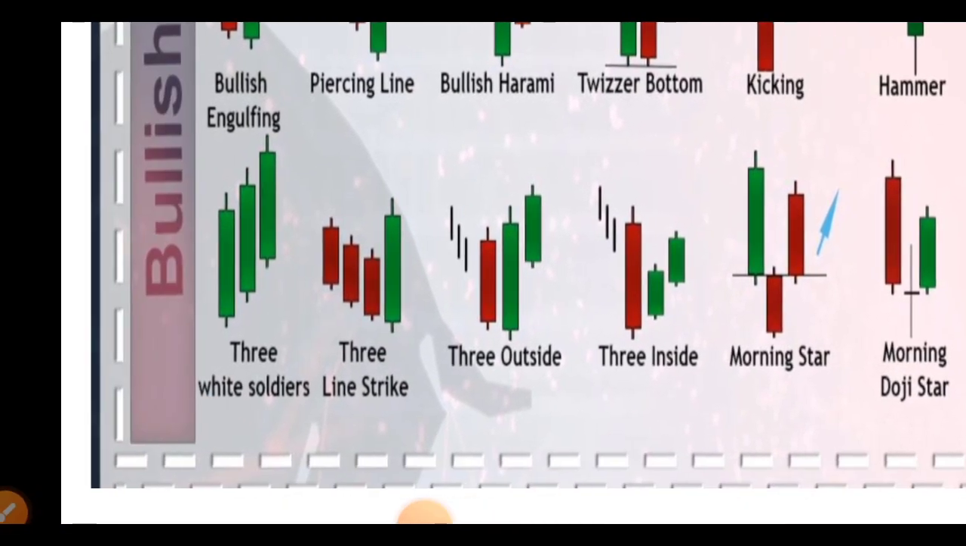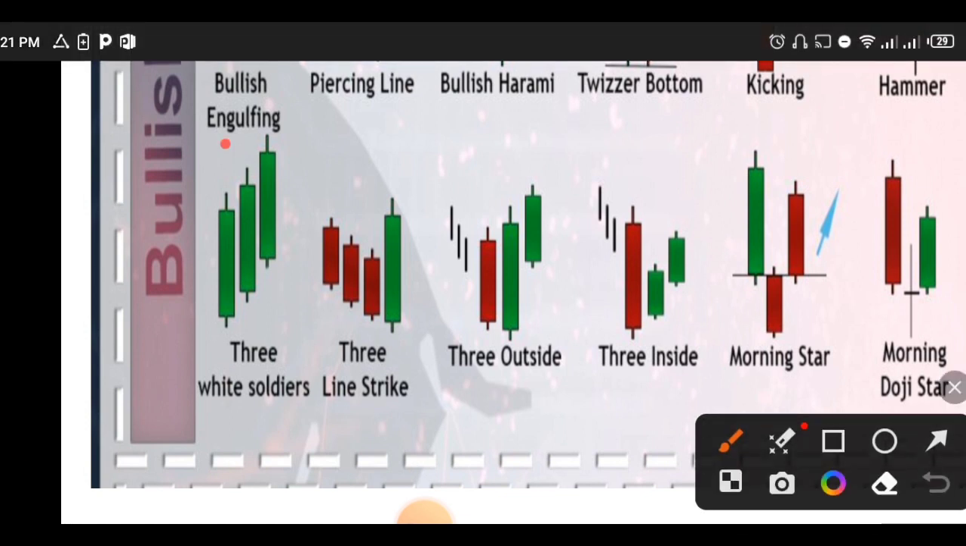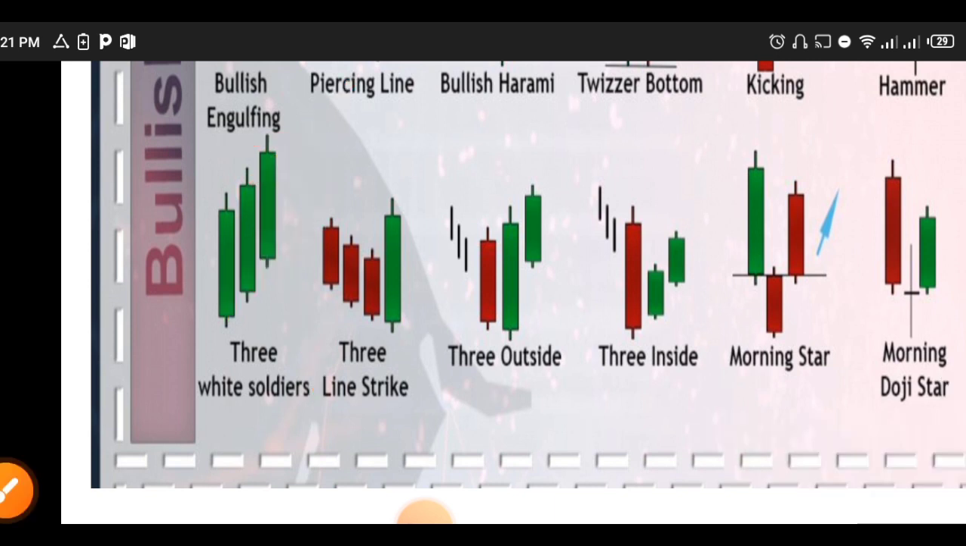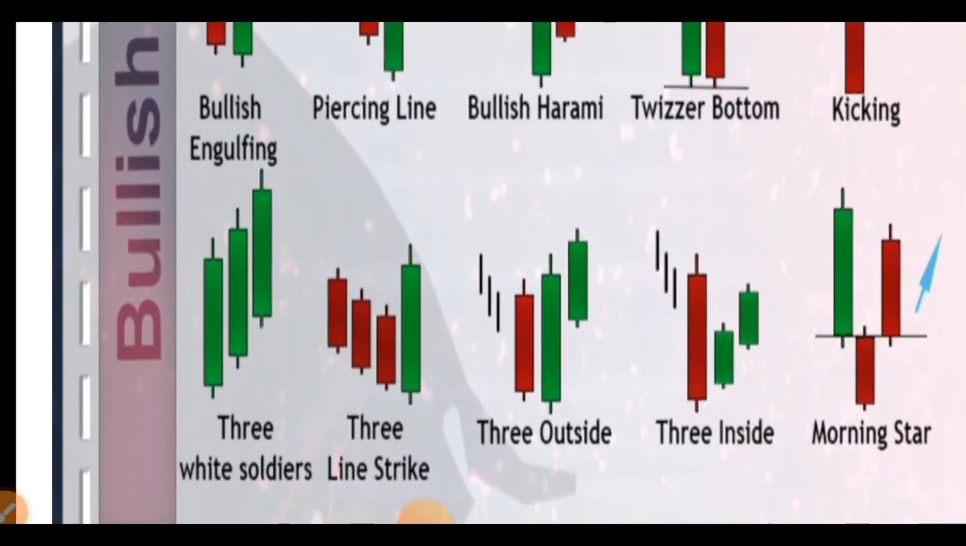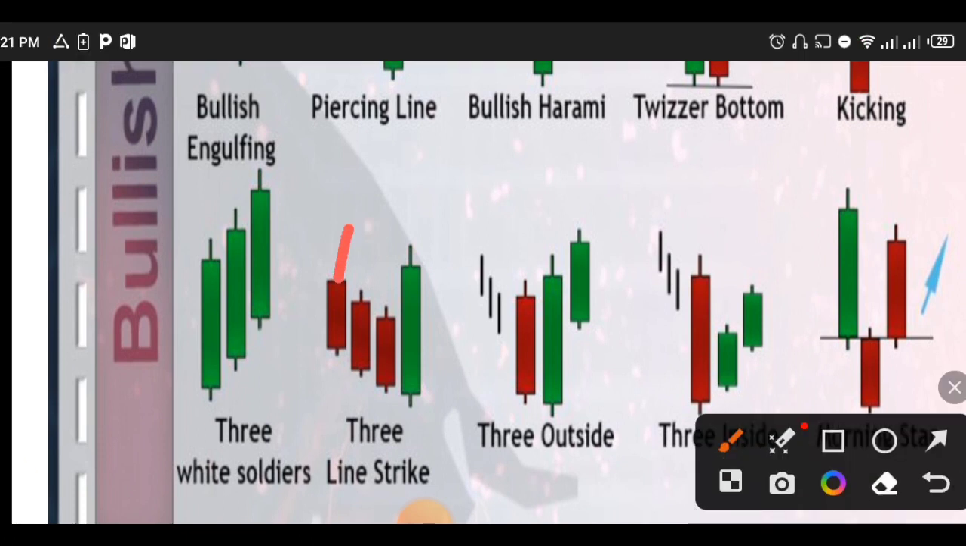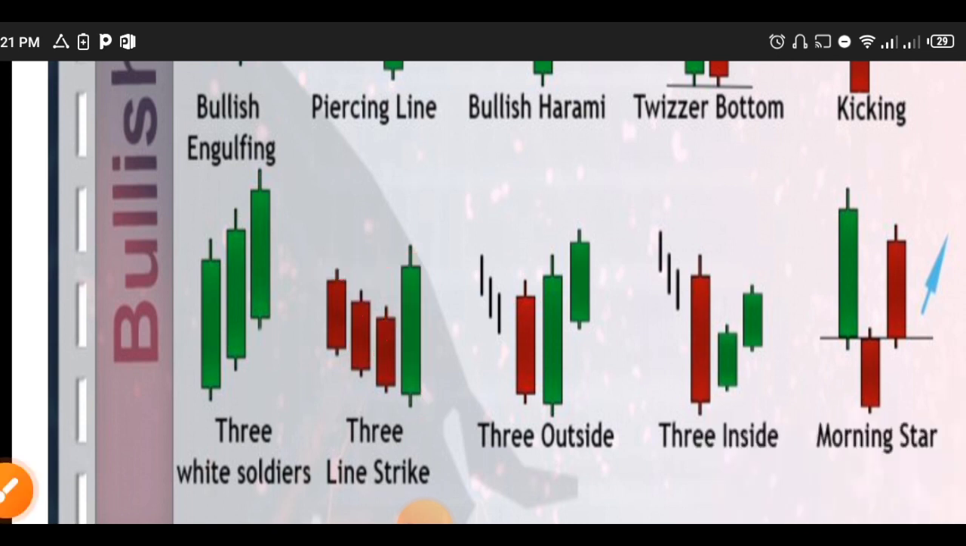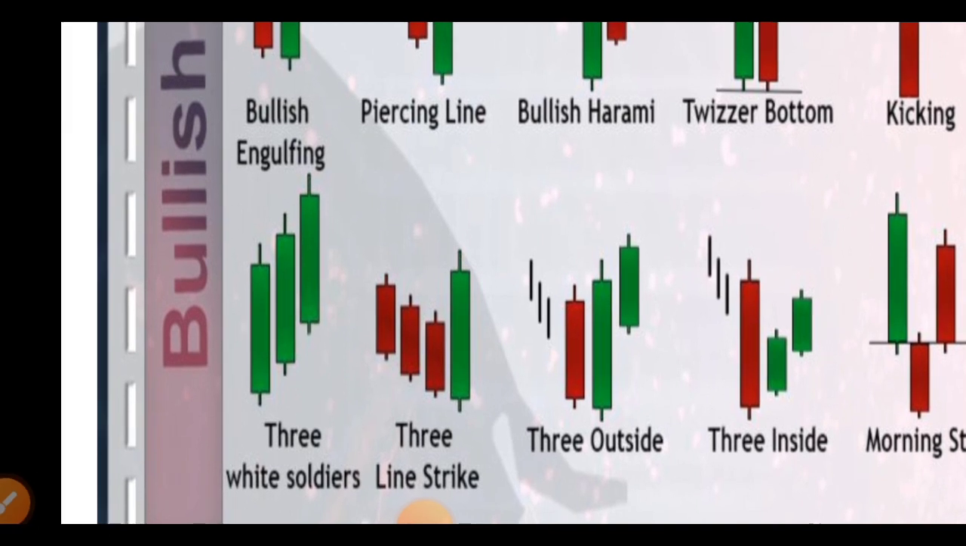We still have the three soldiers. It's called three white soldiers. These three white soldiers signify that the buyers are coming on board, so you start planning on buying. Maybe the next candle will be your buy entry. That is how to use this. And this is the three line strike: after three red candles, you have a bullish candle that covers the three red candles, which is a sign of bullish momentum. So you start planning on buying on the next candle, right? So this is how to use it.